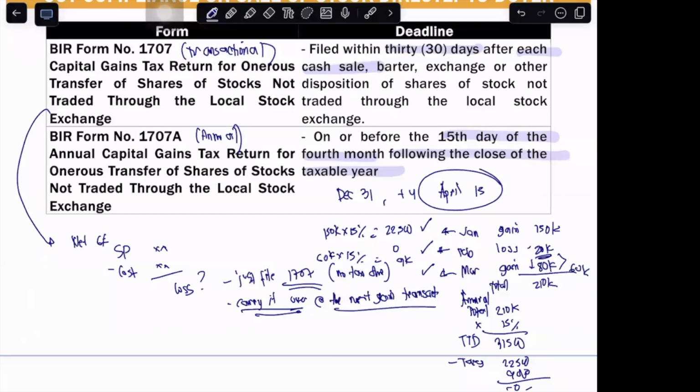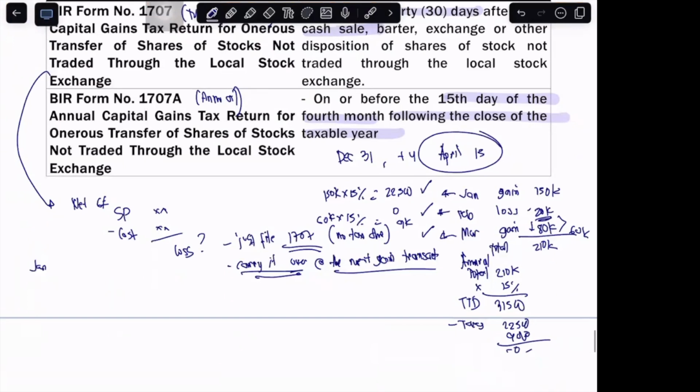Sir, what if it is net loss? Okay, so for example, January, there's a gain of 150. On March, you have a loss of 200. And then August, you have an additional loss of 100. So it is total net loss, so total net loss of 150K. What will happen to the tax paid here? Because you will pay here, right? Here you will not pay, zero. Here you will not pay. What will happen to the tax paid here?